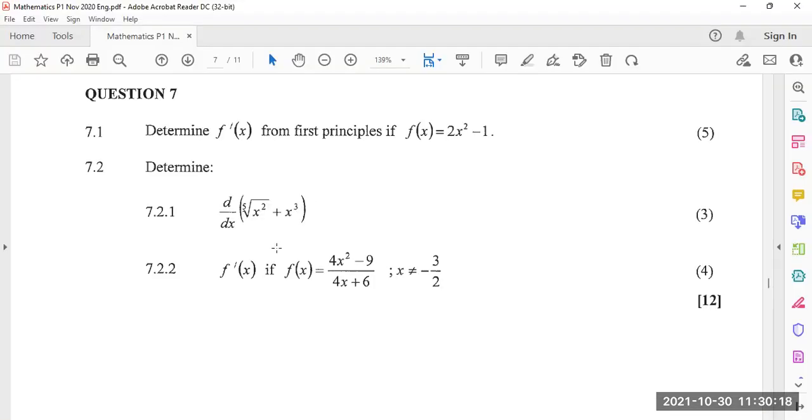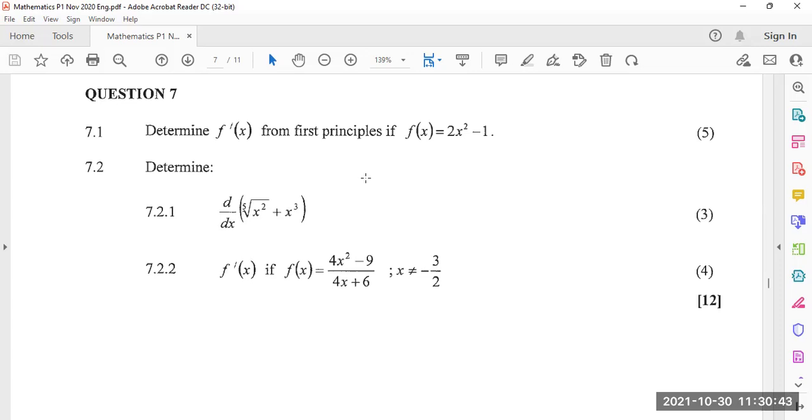So what is it that the examiner was examining? Question 1.1 says here, determine f prime of x from first principle, if f of x is equal to 2x squared minus 1, right? So that is what the examiner is saying, and they're supposed to determine f prime of x.